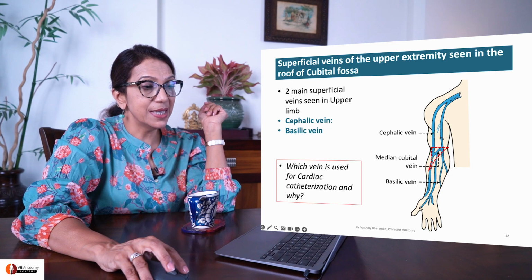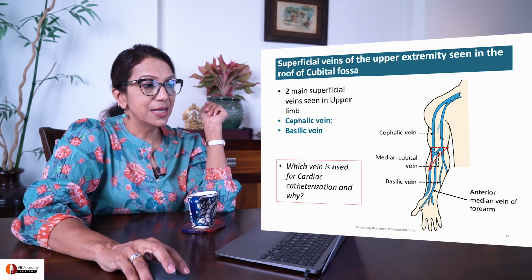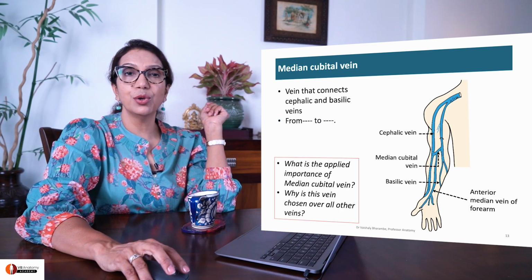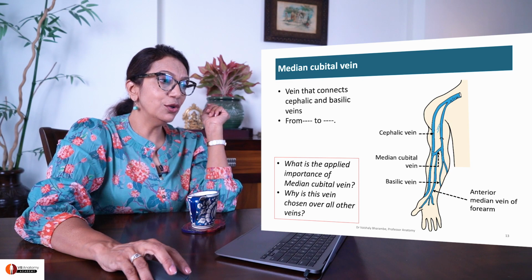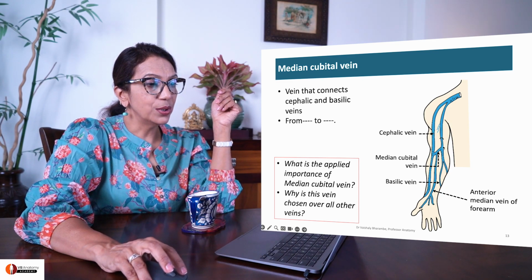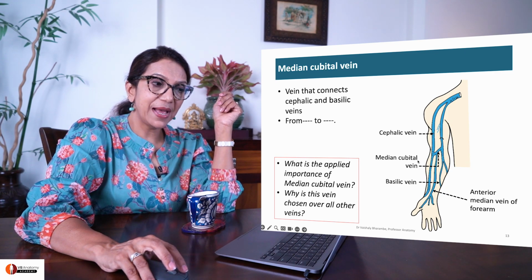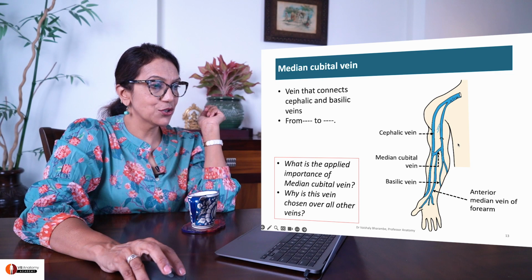And also draining into the median cubital is an anterior median vein. Let's learn more about this median cubital vein. The median cubital vein is a vein that connects the cephalic vein to the basilic vein. The blood flows from cephalic to basilic in that direction.